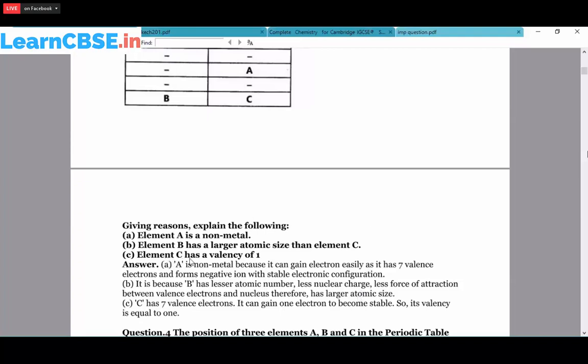Next one: element C has a valency of 1. Yes, because C is present in group 17. It has 7 electrons in the outermost shell. It needs one more electron to complete a stable outermost configuration. So the valence electron count is 7, and it needs one more. So it gains one electron to become more stable. So its valency is equal to 1.